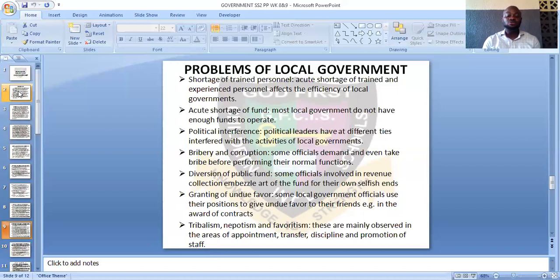As a result of that, most times there are a lot of jobs to be done at the local government, but they have fewer staff. So this shortage of trained personnel reduces the efficiency of the local government at the grassroots. Number two is acute shortage of funds. Most local governments do not have enough funds to operate. In the last slide, I talked about the sources of finance of local government. It's not all local governments that have community members who pay all this.